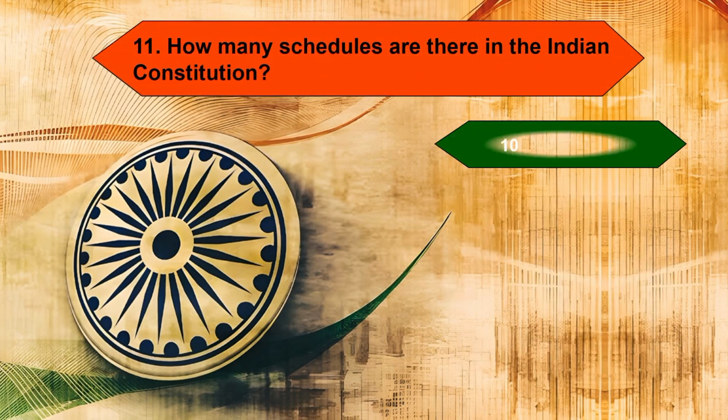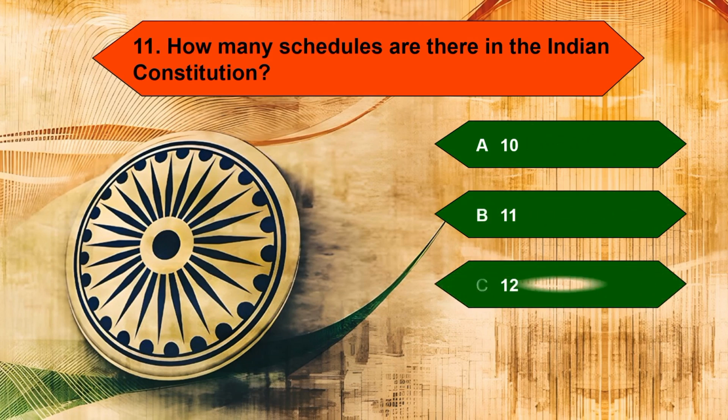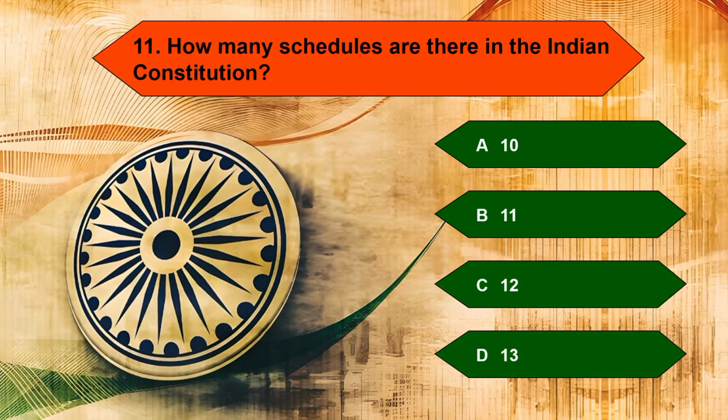11th. How many schedules are there in the Indian Constitution? A. 10. B. 11. C. 12. D. 13. C.